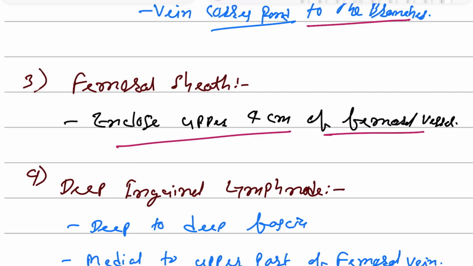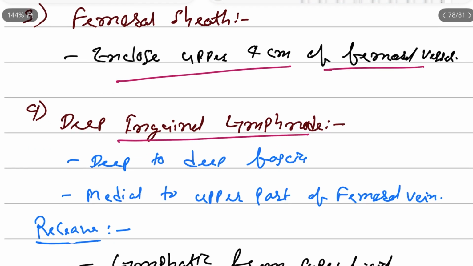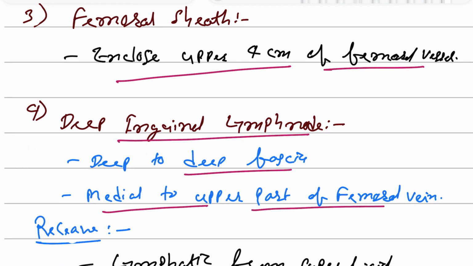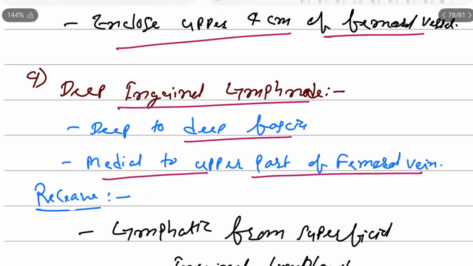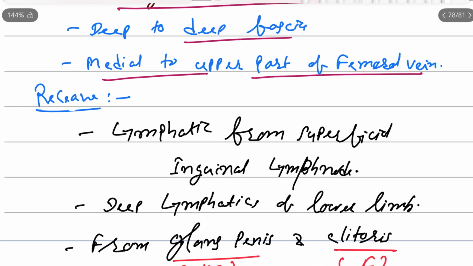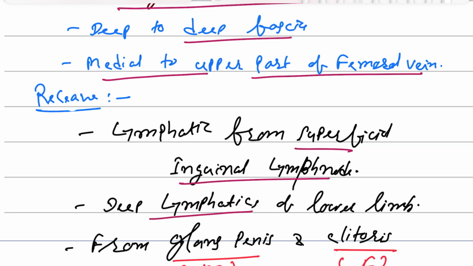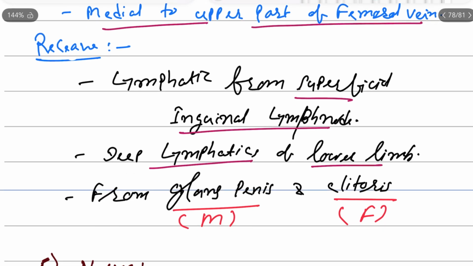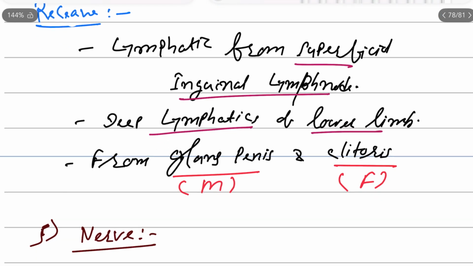Now I will discuss the deep inguinal lymph nodes. The deep inguinal lymph nodes are situated deep to the deep fascia and medial to the upper part of the femoral vein. They receive lymphatics from the superficial inguinal lymph nodes, deep lymphatics of the lower limb, and the glans penis in males and clitoris in females.